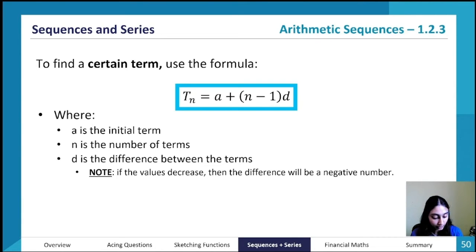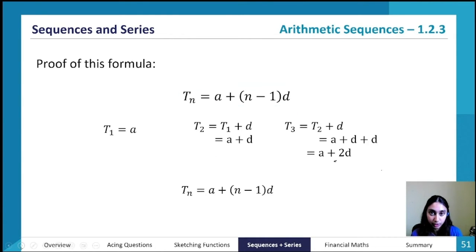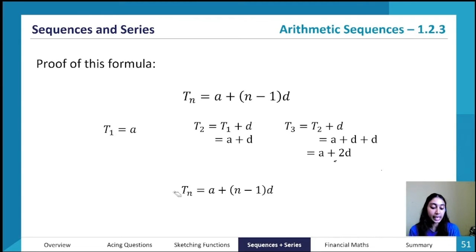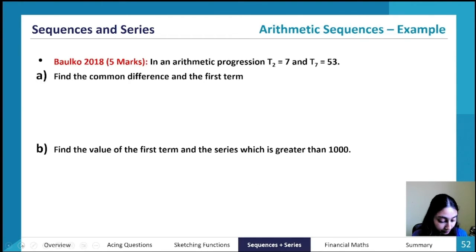Yeah, and then we're just going to prove that formula for you. So if we know that A is T1, then T2 will be T1 plus whatever the common difference is. So A plus D. T3 will be T2 plus D again. So A plus D plus D. So A plus 2D, which if you just keep going until whatever n, you'll still be boiled down to the same formula. Tn is equal to A plus n minus 1 times D. Okay, so that's also on your formula sheet, by the way. With this in mind, let's try this question.